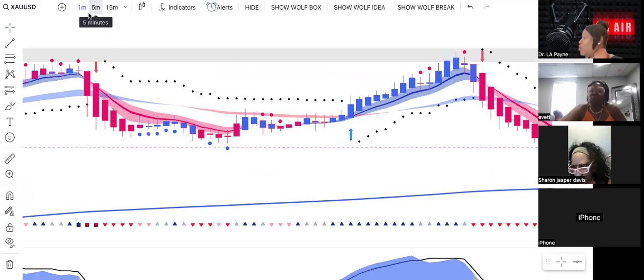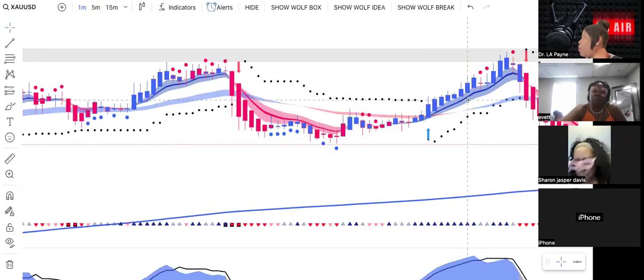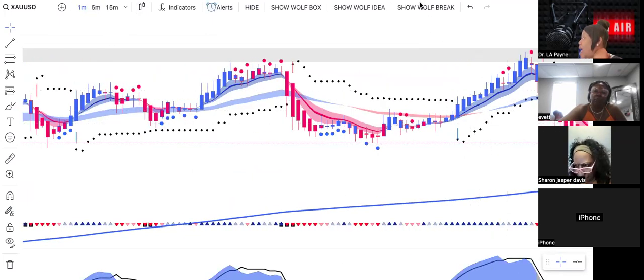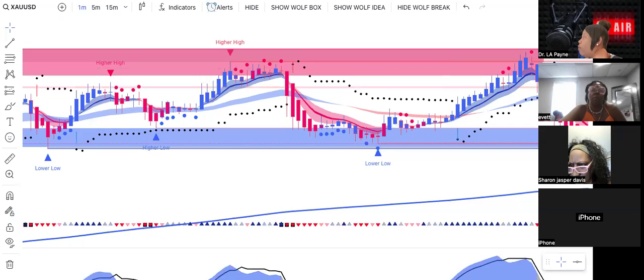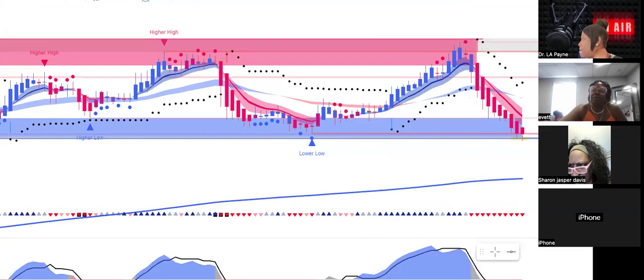Please go ahead and go to the 1 minute chart. Okay, we're on the 1 minute chart. At the top, it's going to say show wolf break. You might have to scroll a little bit, but go ahead and press show wolf break because I want you to be able to see the technology.